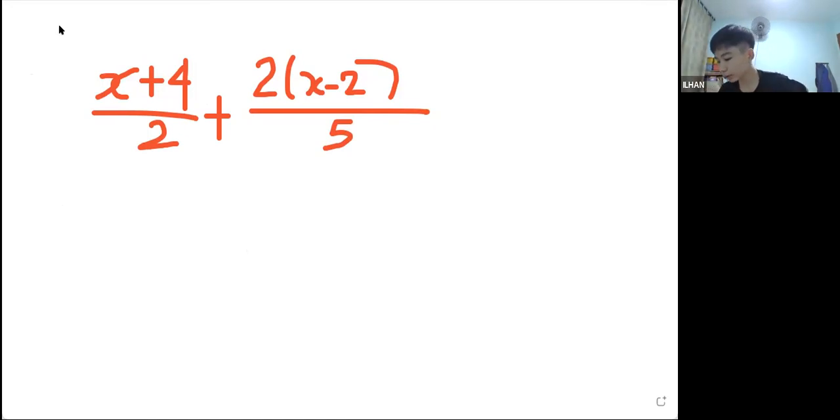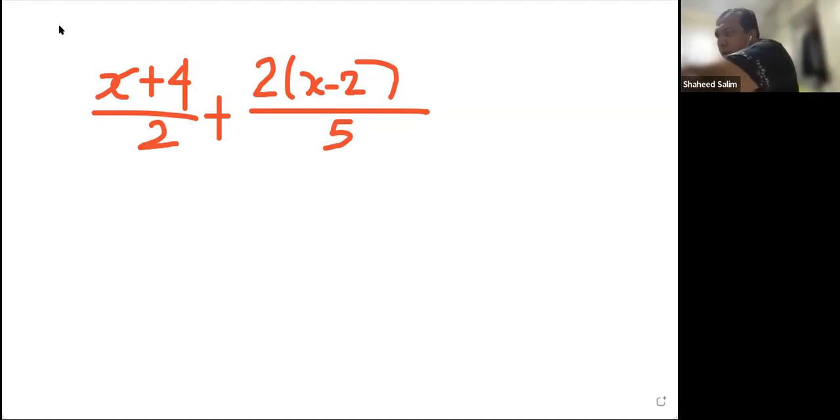Is the answer 9x plus 12 over 10? Yes, well done. Okay, so it's easy for you. All right, so we move on to the next one now. You can see the screen. Okay, we are going to go to equations now. Okay, this time we try.